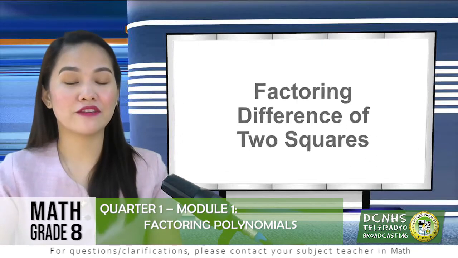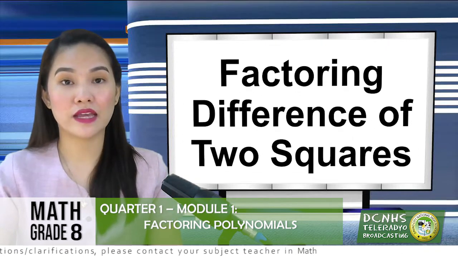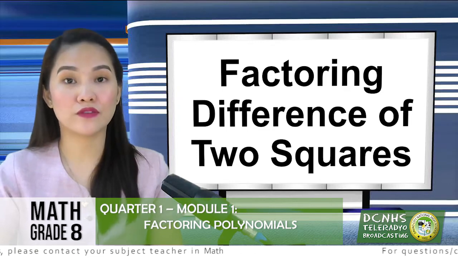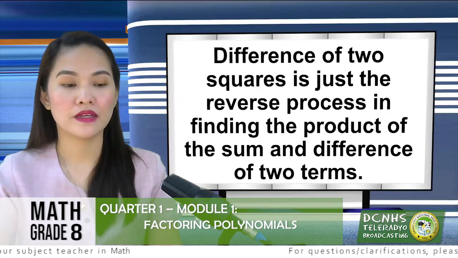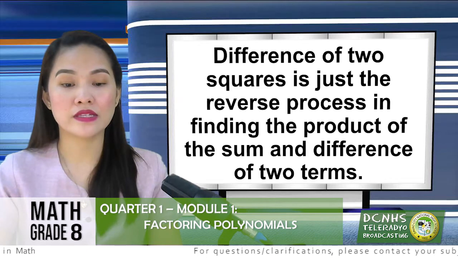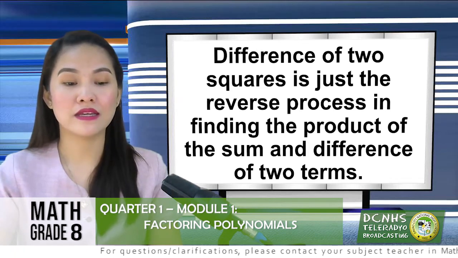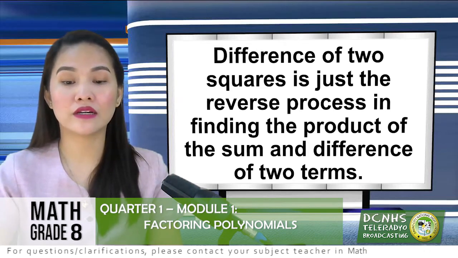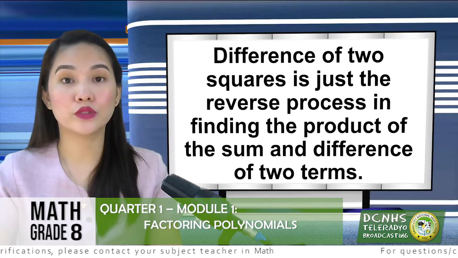The second kind of factoring that we will discuss today is factoring difference of two squares. Difference of two squares is just the reverse process in finding the product of the sum and difference of two terms.